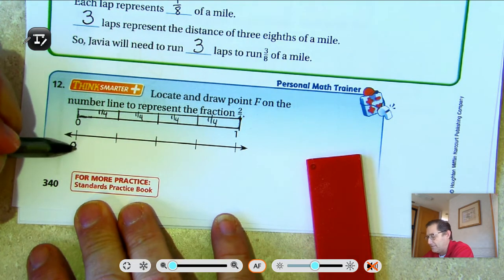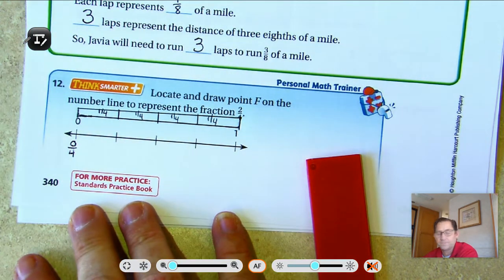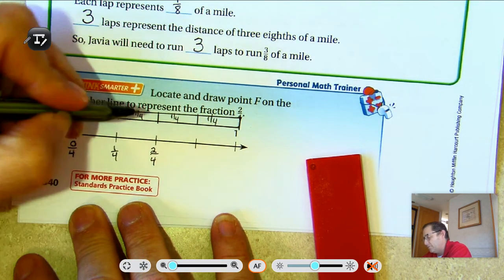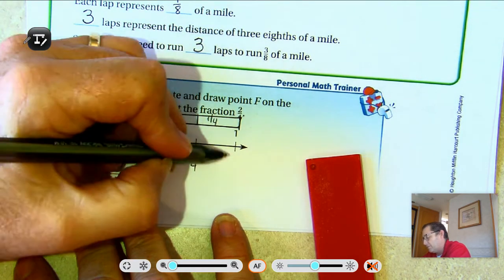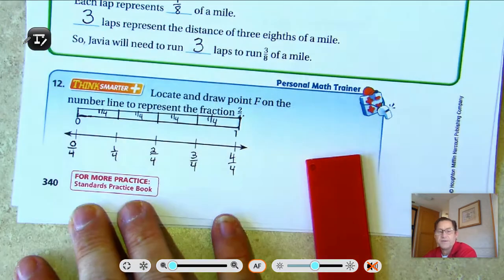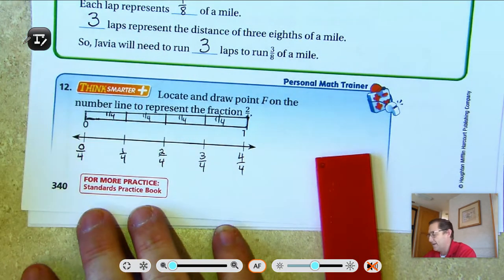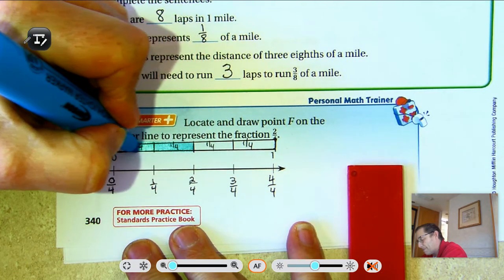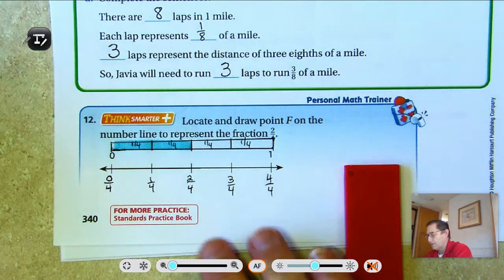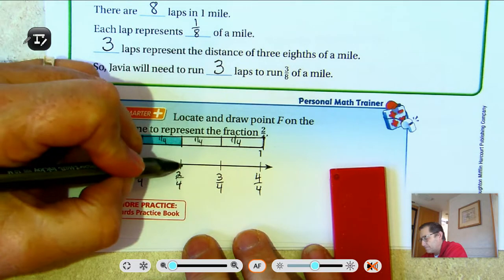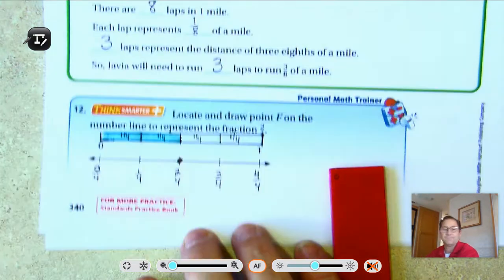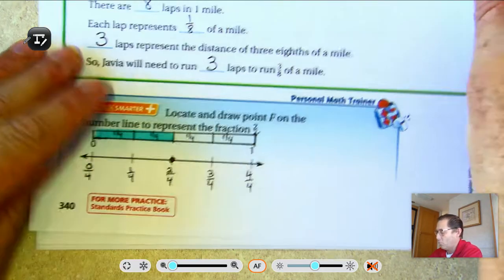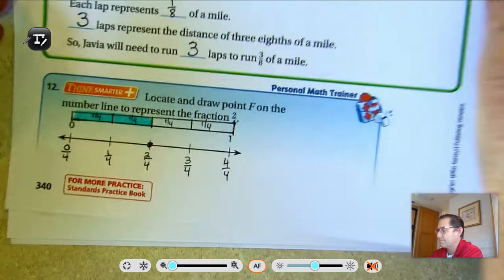So we know that at 0, it has to be 0/4. Then 1/4, 2/4, 3/4, and 4/4 would be equal to 1. And we have to find 2/4. So 2/4 is right there. Okay, so that's it for lesson 8.5.